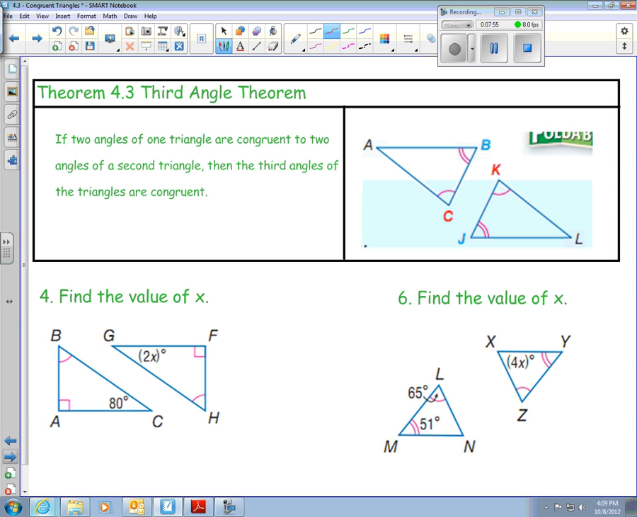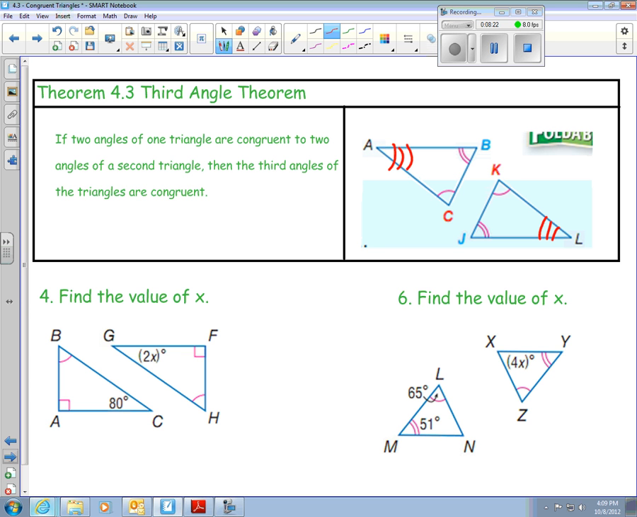All right. Third angle theorem. It states if two angles of one triangle are congruent to two angles of a second triangle, then the third angles of the triangle are also congruent. We talked in 4.1.4.2 notes that triangles, all their angles add up to 180. So we know if two of them are the same, then we know that this third angle, A, is going to be congruent to L.